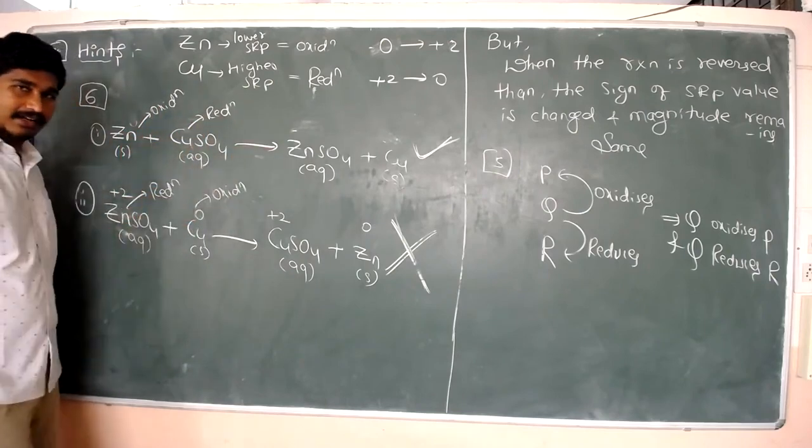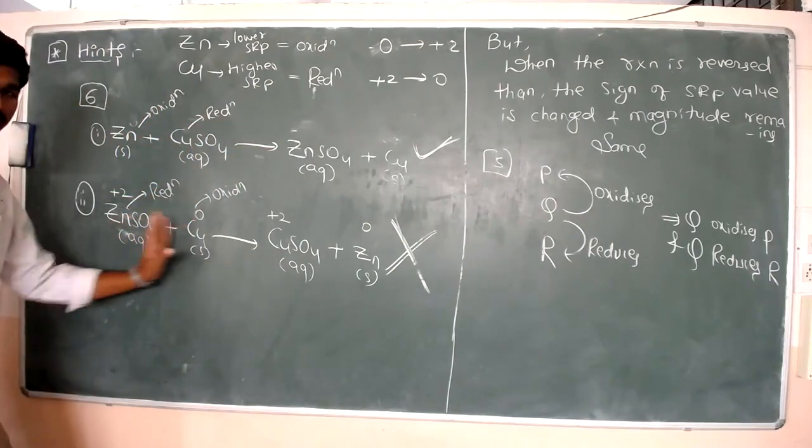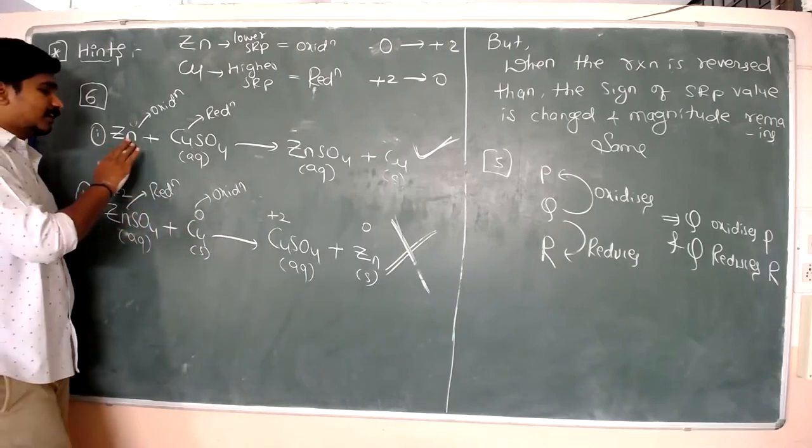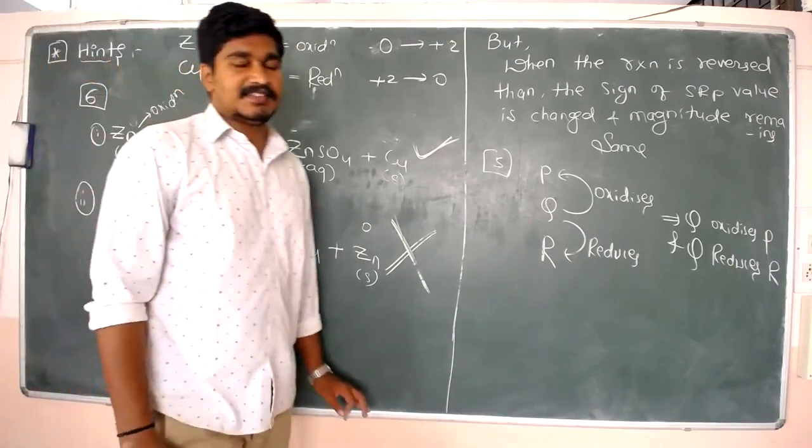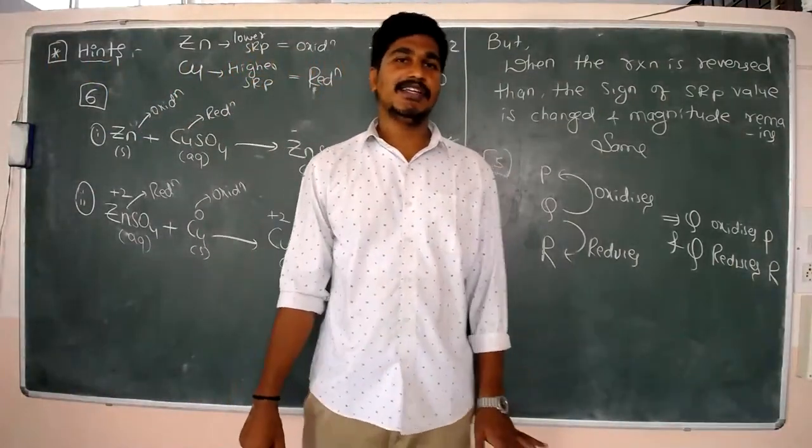Such type of reactions are correct. Right? Opposite to that type of reactions are wrong. Right? Means lower SRP elements can replace the higher SRP elements. Right? These 6 hints are very important for solving the questions.